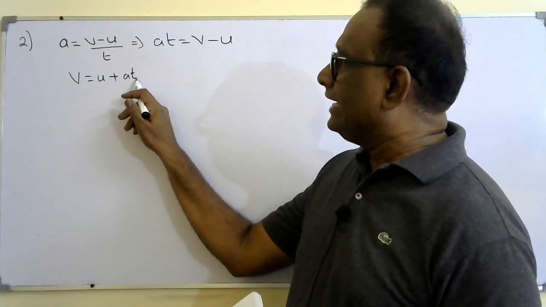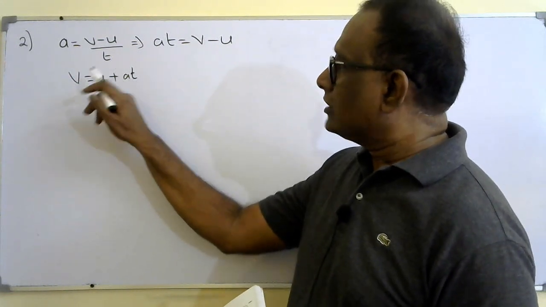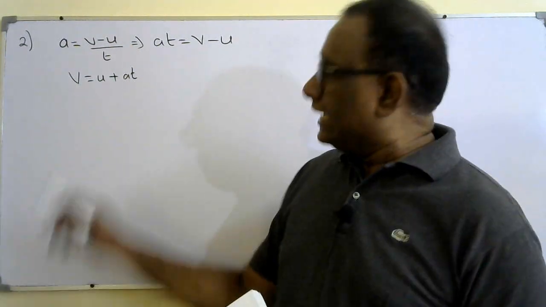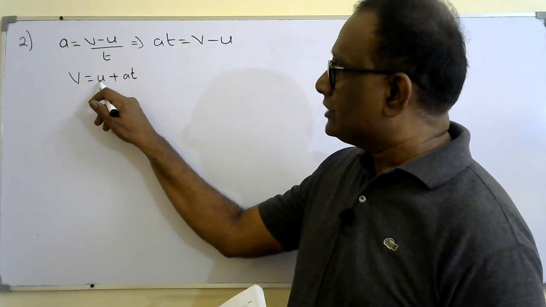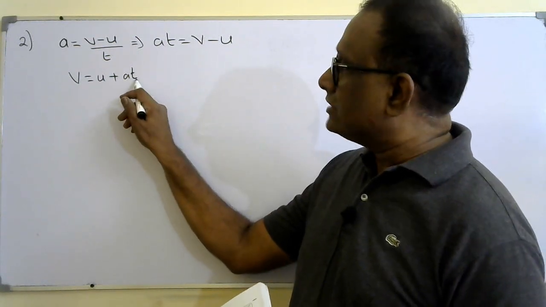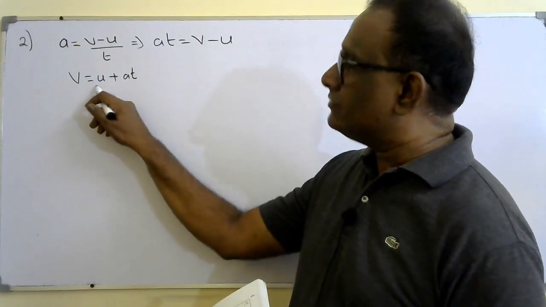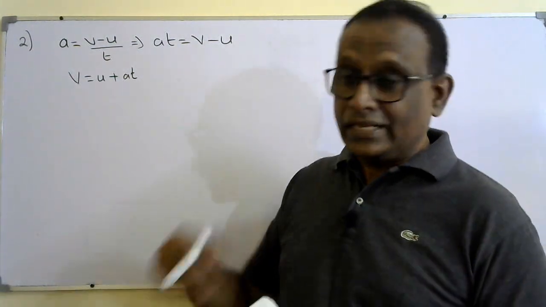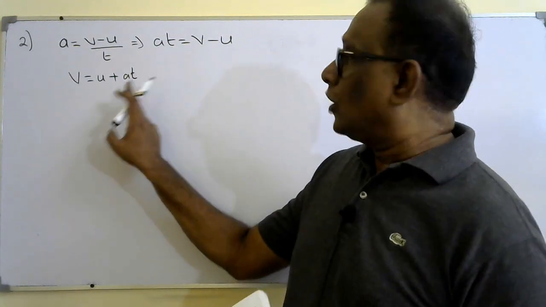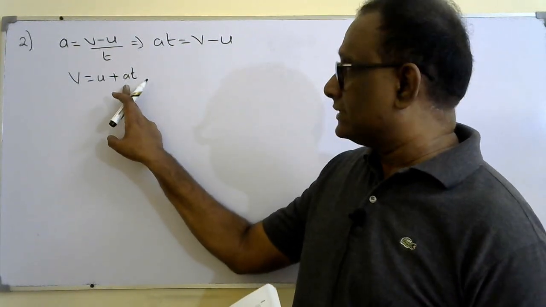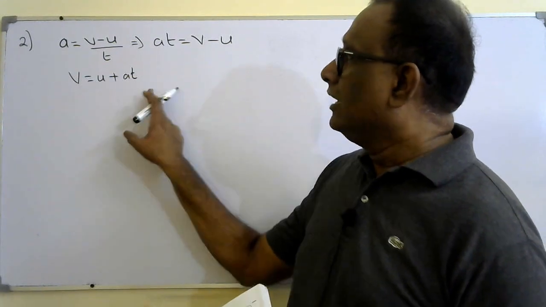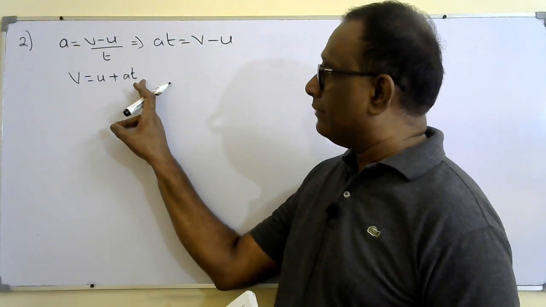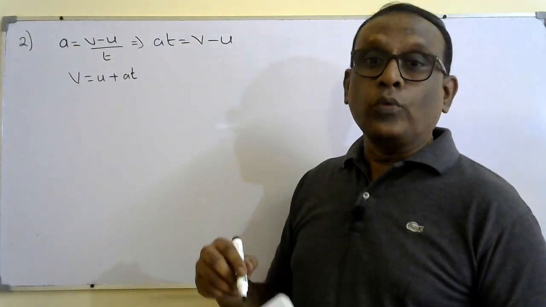Initially, when t equals 0, if the velocity is u, when you substitute t equals 0 you will get v equal u plus 0, that is v equal u. So when t equals 0, the velocity is u. Later, at time t, the object has a uniform acceleration a, and the velocity is given by v equals u plus at. So you will find the velocity later at time t if you know the velocity when t equals 0.